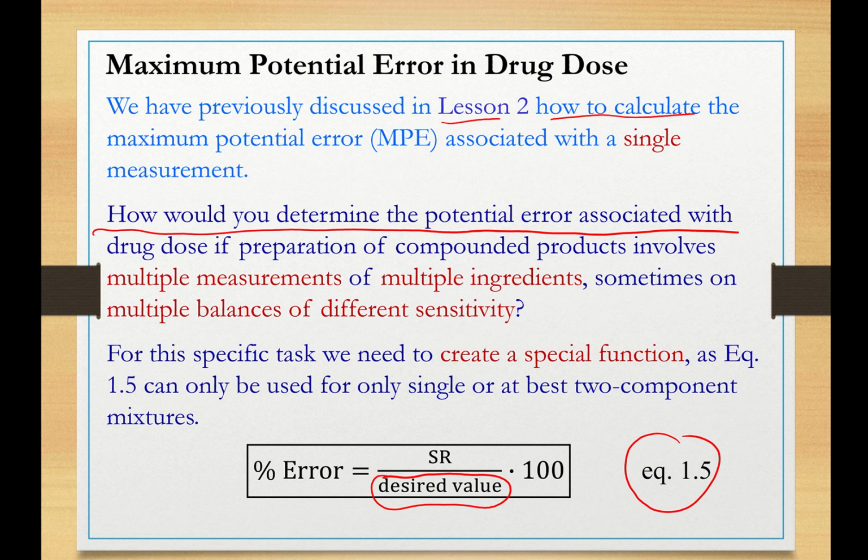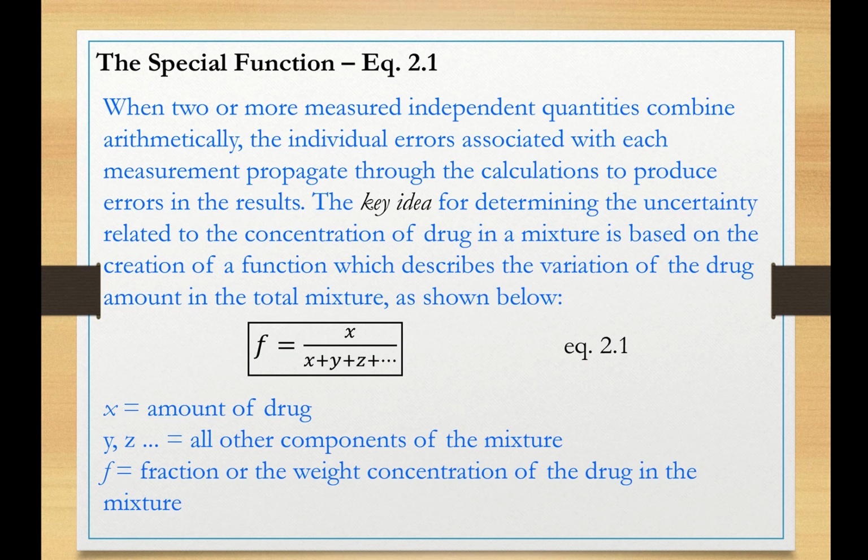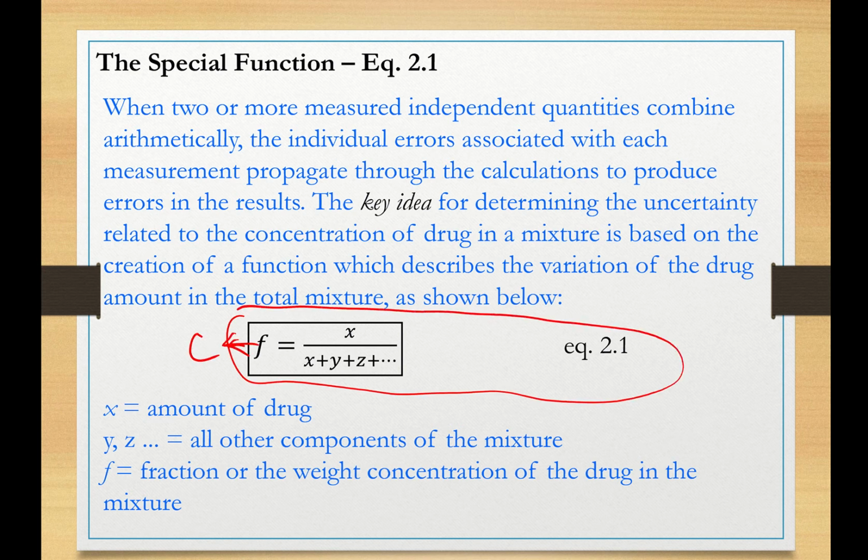Remember that every measurement carries a distinct error, and at the end you're going to mix all the ingredients to form a mixture. The question is how the individual errors propagate within the mixture. To address this problem, we developed a special equation here, where F is the drug concentration. It expresses the amount of drug X in a mixture. Y and Z are individual components of the mixture, excipients, let's say.